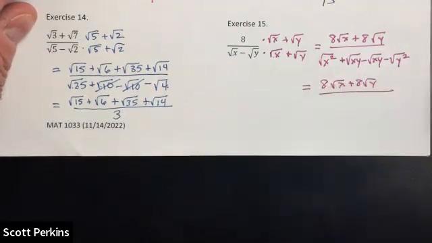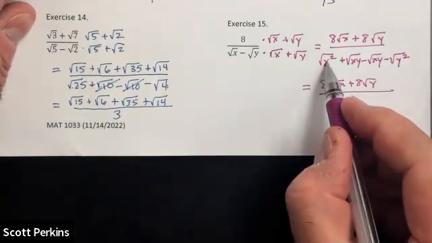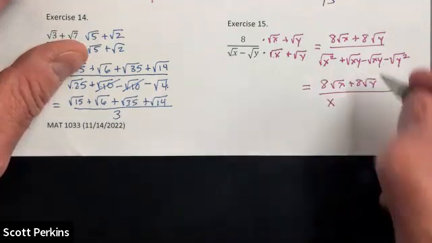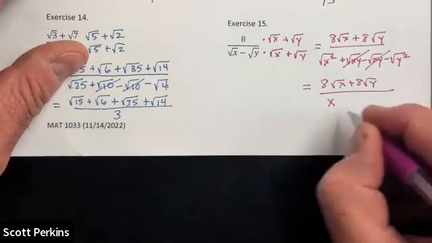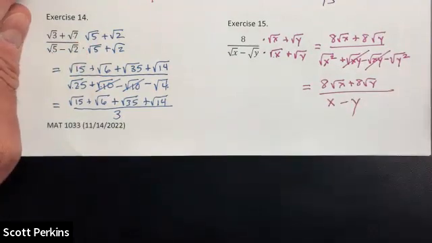The top, nothing changes with the top. It's not super interesting. In the denominator, square root of x squared is x. The outers and inners cancel. And minus square root of y squared is minus y. And that's it.